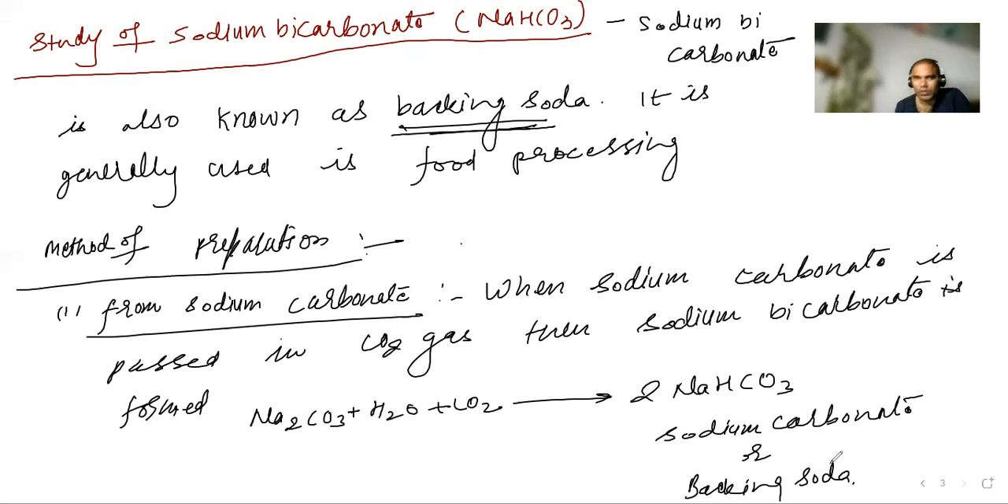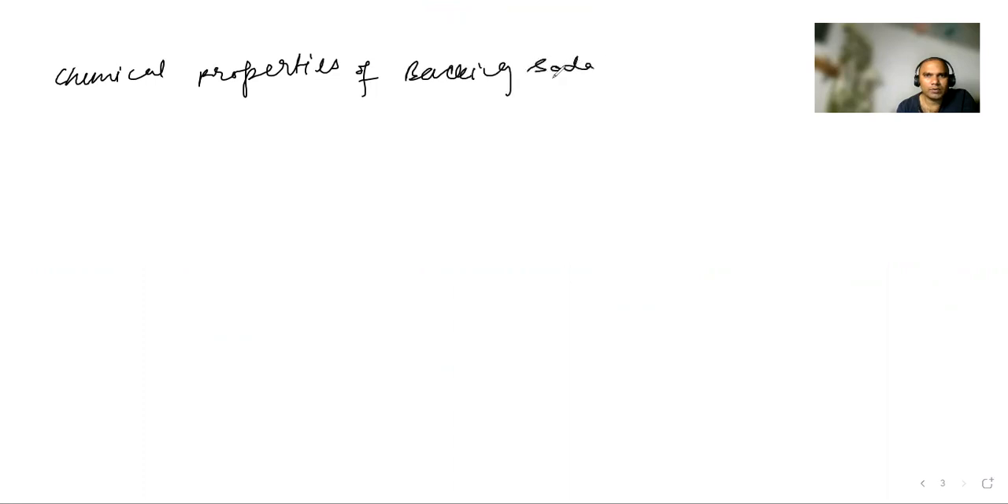Okay. Now some chemical properties are there. One chemical property especially, then usage. Chemical properties of baking soda. Only one is there, not too many.